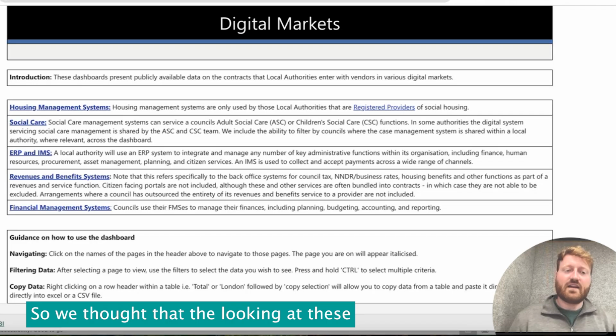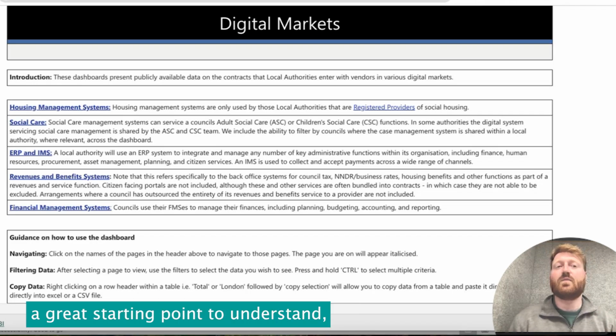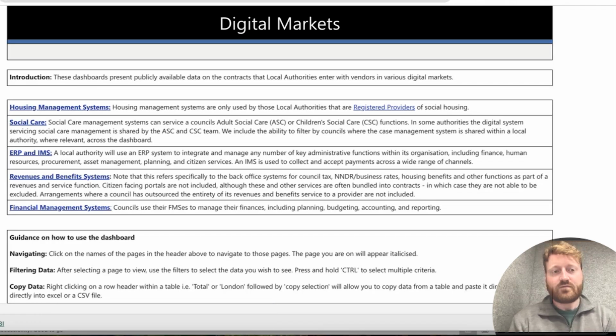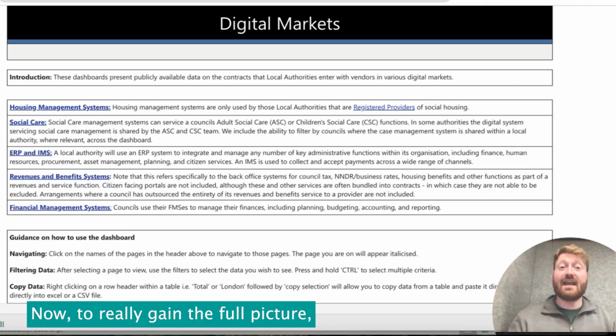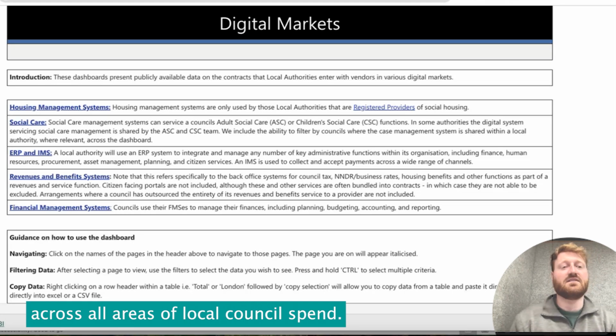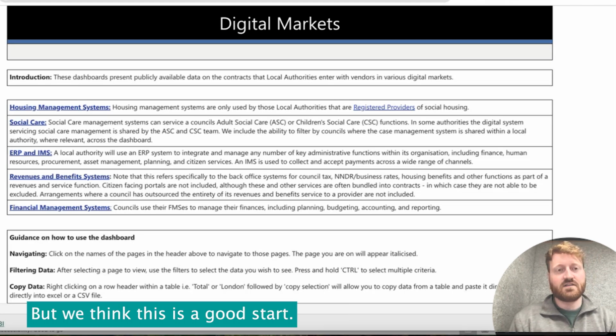So we thought that looking at these 5 areas would represent a great starting point to understand what's happening across the local government software market. Now, to really gain the full picture, we'd have to do the same exercise across all areas of local council spend, but we think this is a good start.